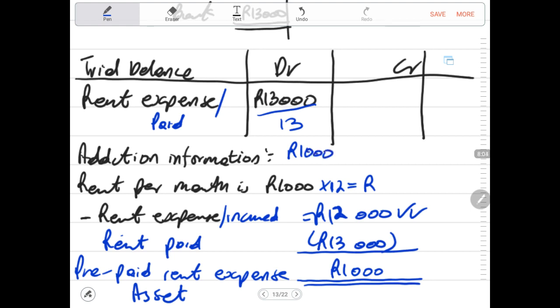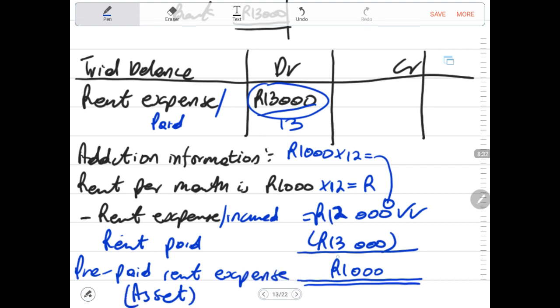Then you say, if rent per month is 1,000, how many months was the rent supposed to be paid? 12 months, assuming that we were in this rental contract for the whole year. Therefore, the rent that you're supposed to pay will be 12,000. Then we say the rent in the trial balance is overstated by 1,000, and this 1,000 indicates that the rent was paid before time. Now a prepaid expense is an asset.